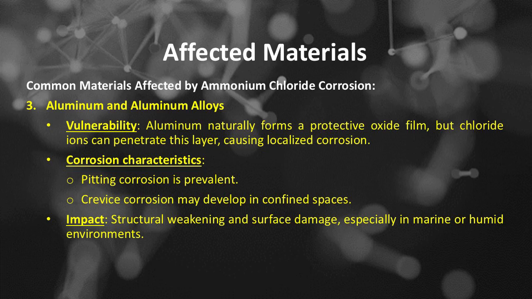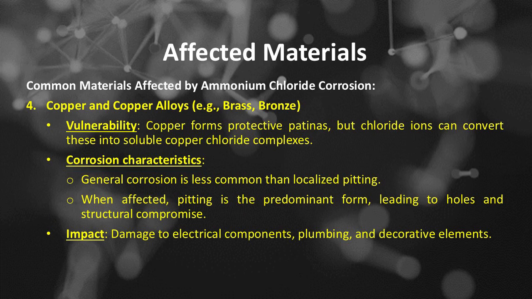humid environments. Number 4 of the common materials affected by ammonium chloride corrosion is copper and copper alloys, such as brass and bronze. The vulnerability of copper and copper alloys: copper forms protective patinas, but chloride ions can convert these into soluble copper chloride complexes. The corrosion characteristics on copper and copper alloys: general corrosion is less common than localized pitting. When affected, pitting is the predominant form, leading to holes and structural compromise. The impact on copper and copper alloys: damage to electrical components, plumbing, and decorative elements.